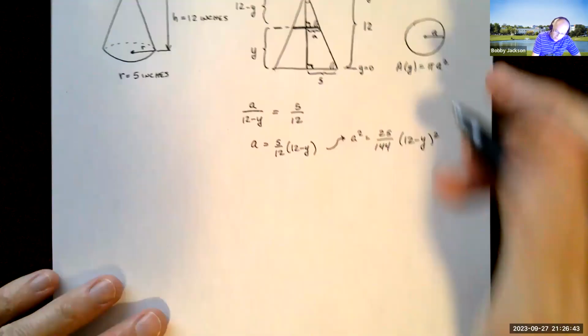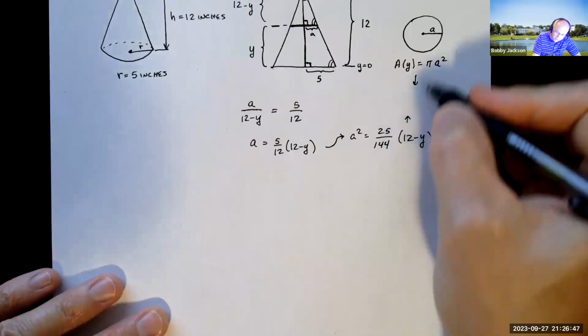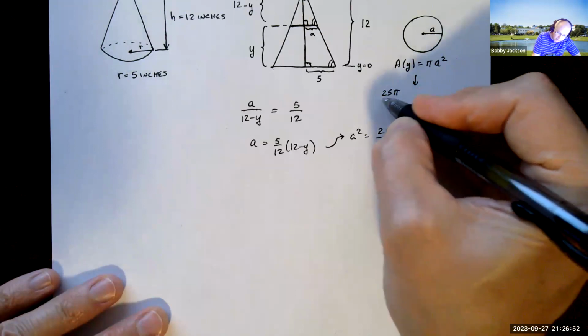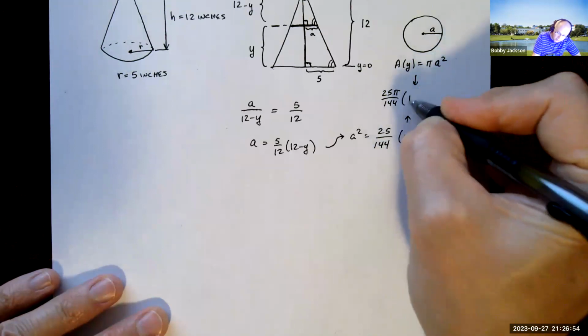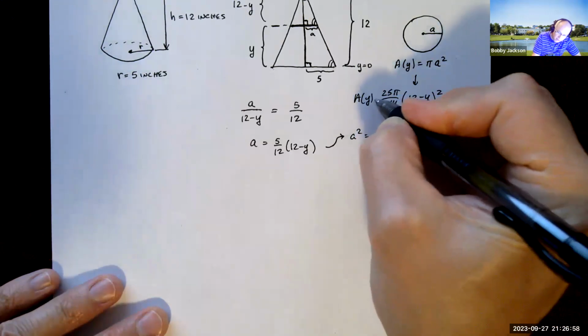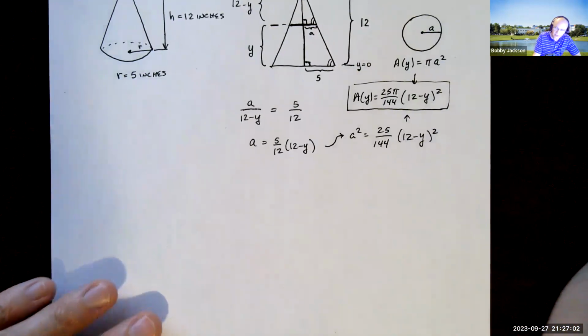And so I now know what my area function is. It's all of this times pi. And so I'll just write this as 25 pi over 144 times (12 minus Y) squared. There is my area as a function of Y. First of all, I think that's the first thing we're asked to find.